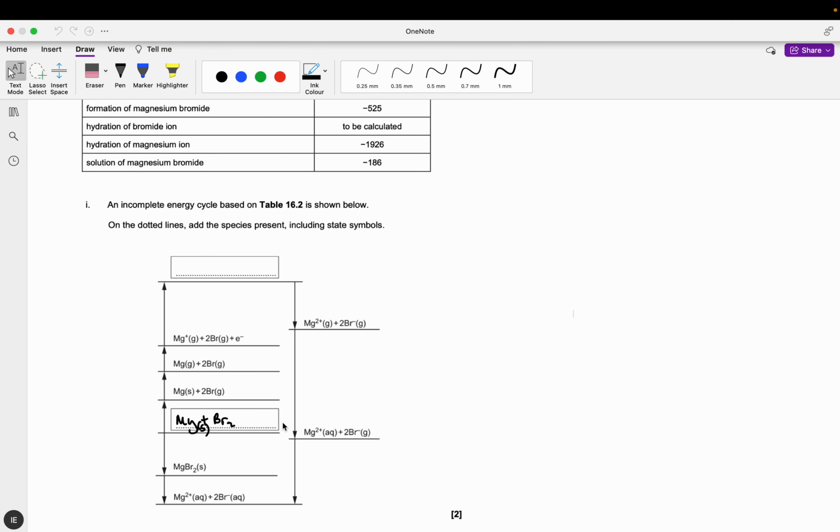What has happened here is this has been bond dissociation enthalpy. Why is it not atomization energy? Because atomization energy produces 1 mole of Br, whereas here we have 2. The next step after that is atomization of magnesium. You produce your gaseous magnesium.